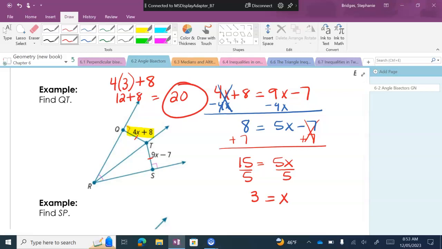Is everybody okay with that? Try the next example then. This time it is asking me for SP, so you need to solve for x first. Same exact type of problem. Once you have x, then you will need to plug it back in to find the length of SP.